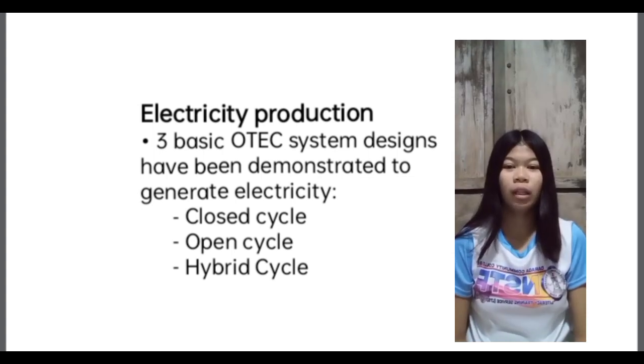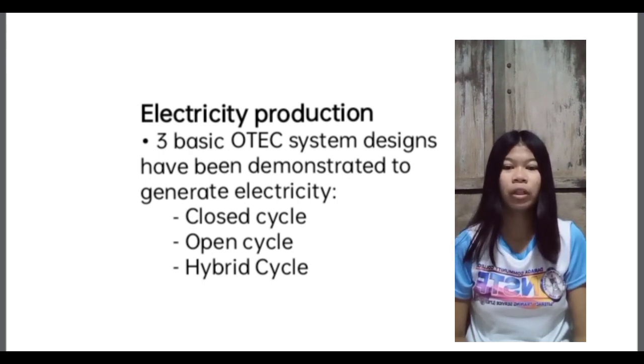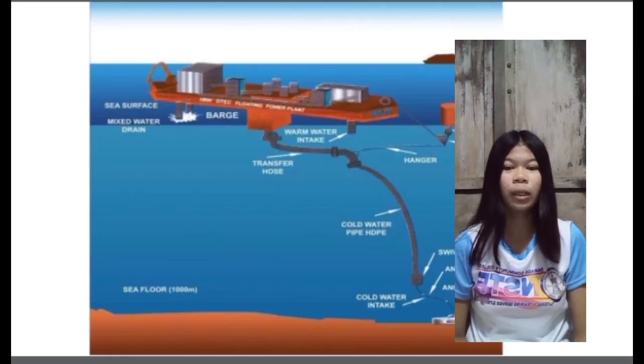OTEC can produce electricity through three main system designs: closed cycle, open cycle, and hybrid cycle. Each design utilizes the principle of heat exchange between warm surface water and cold deep water to generate power.